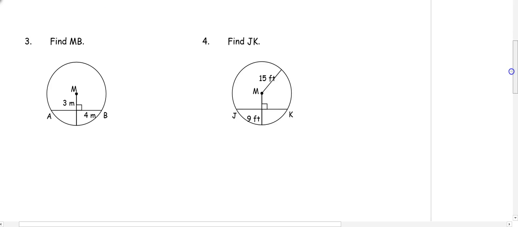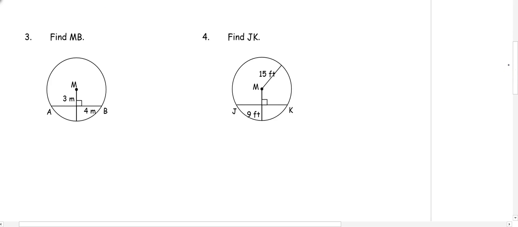Now, in number three, this is asking us to find MB. So I'm going to draw in a radius that goes from M to B. Now, I know that part of the chord is 4, and the distance from the center to the chord is 3, which helps me in my triangle to find my radius. So the radius, we're going to call that side x. X squared equals 3 squared plus 4 squared. So we get x squared equals 9 plus 16. X squared equals 25, which means that x is 5. This time we're not going to double it or anything because we just are looking for the radius.